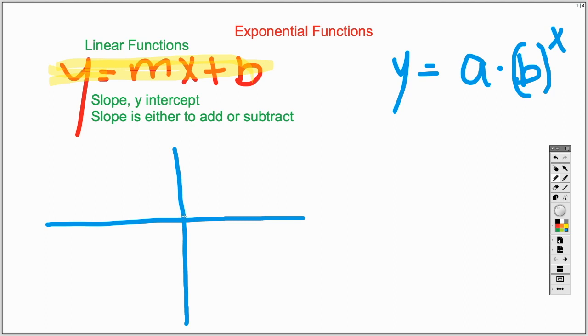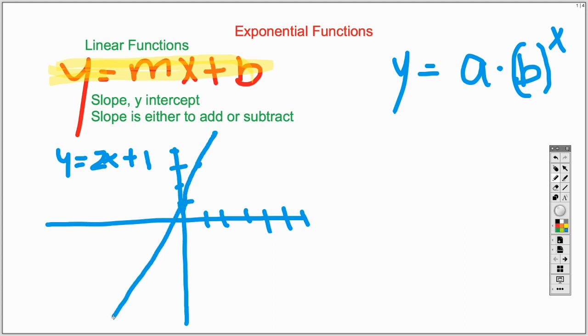So if you have to graph y equals 2x plus 1, then we would start at 1, then graph the 2x, going up 2 for every 1 over, and we could envision that line going down like that. This is pretty much all there is to linear.